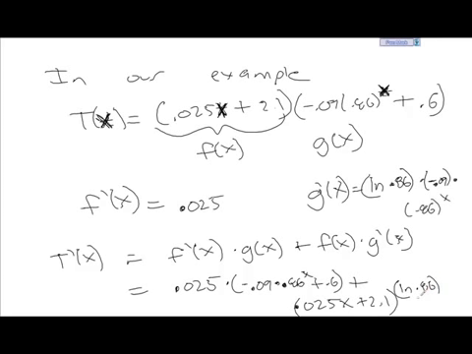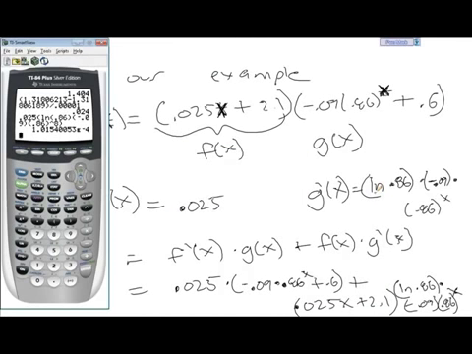times negative 0.09 times 0.86 to the x power. So it's this big long mess. 0.025 times this guy plus 0.025x plus 2.1 times all of this, which is g prime of x right here. So it looks really, really terrifying, but keep in mind that all you have to do is leave it like that. You don't really need to simplify it. You can, but you don't need to.